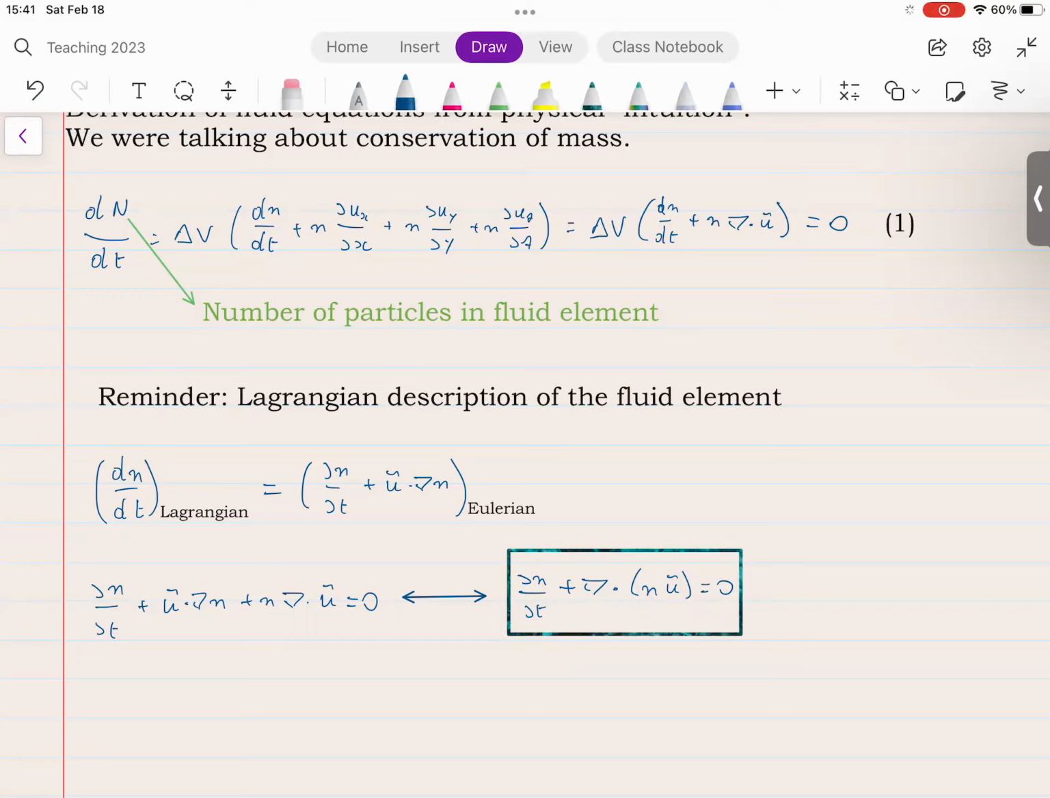Simple vector transformation. I'm going to guess that you've seen this before, but I can take u inside the divergence because I have something like a scalar times a vector. And if I take the divergence of this product, n times u, I get exactly what I have on the left of the page. So that is my final version of the mass conservation equation.